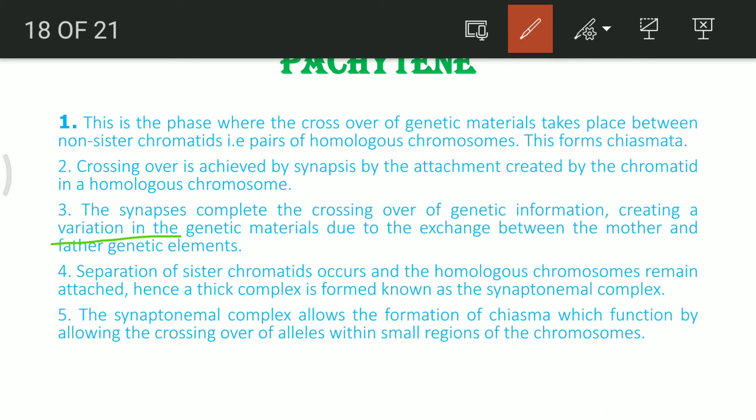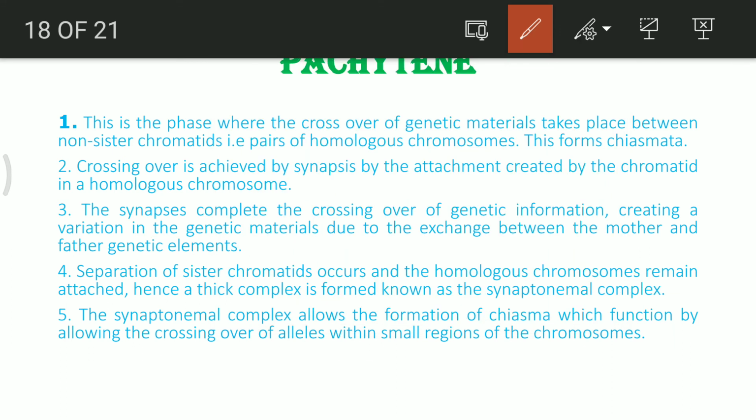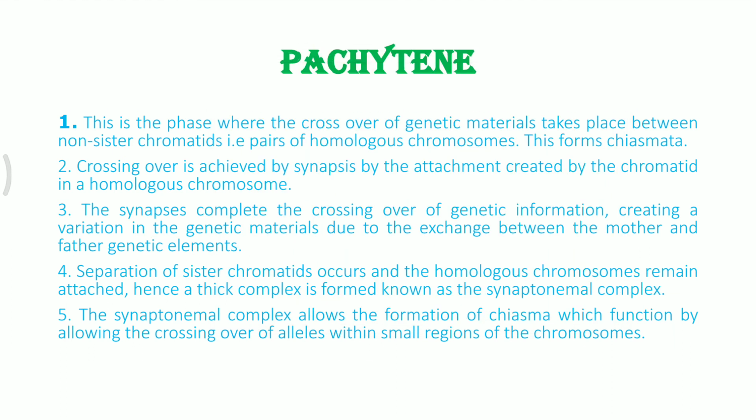Separation of sister from the homologous chromosomes remains attached, hence a thick complex is formed, and that is known as the synaptonemal complex. The synaptonemal complex allows the formation of chiasma, whose function is allowing crossing over of alleles within small regions of chromosomes. So I hope it is easier for you to understand that the same loci are getting exchanged. So the similar alleles will be exchanged, and that will be creating variation.